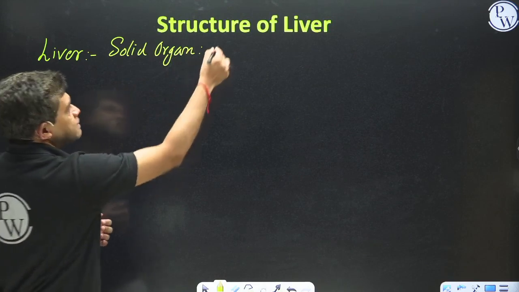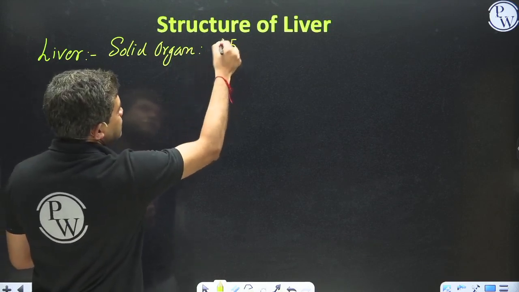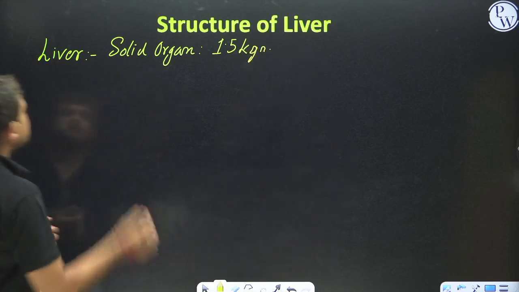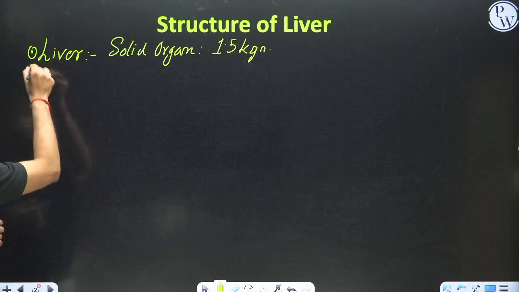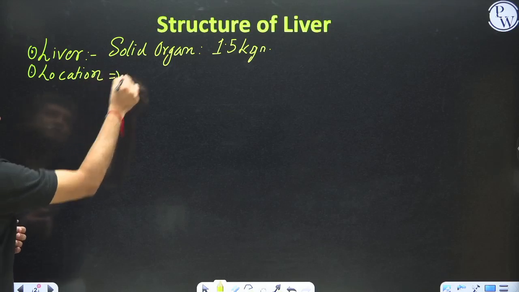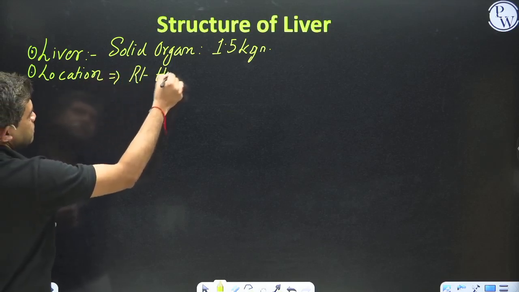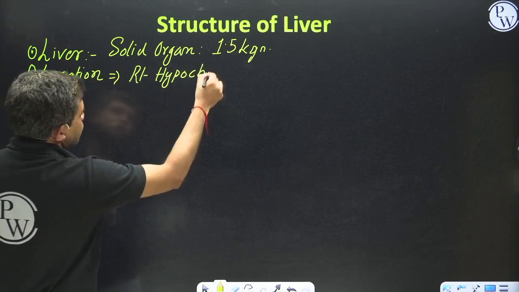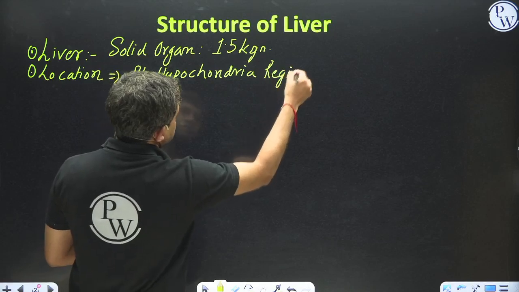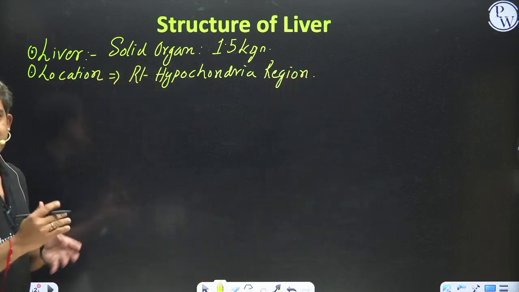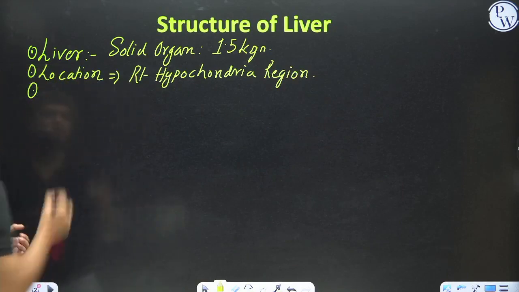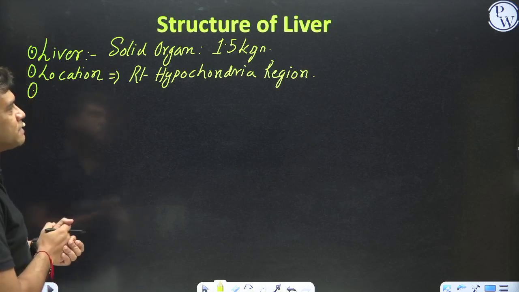In an adult it weighs 1.5 kg, and I'll tell you where it is located. Its location is the right hypochondriac region, HYPO, hypochondriac region. This is the area where we expect the presence of the liver. First of all, I'll be discussing a few important points, that is, the structures of the liver.